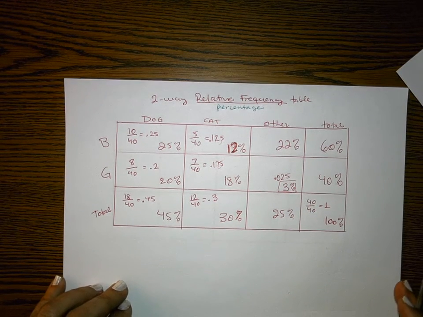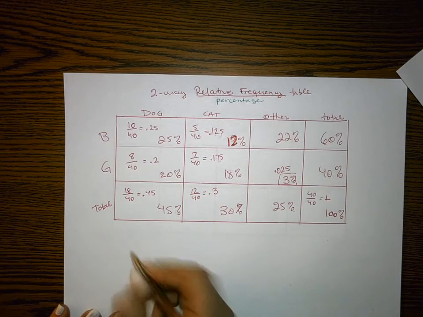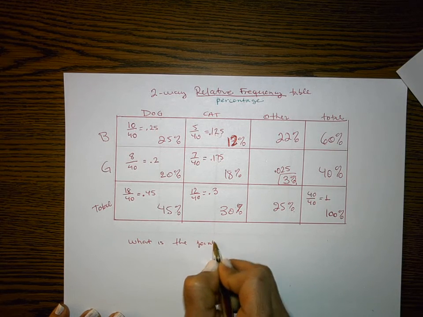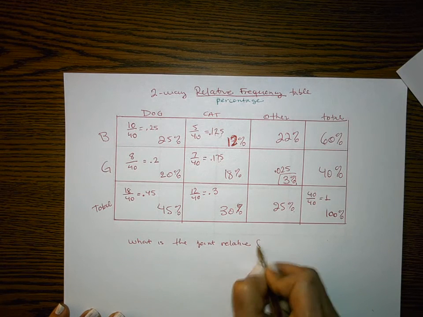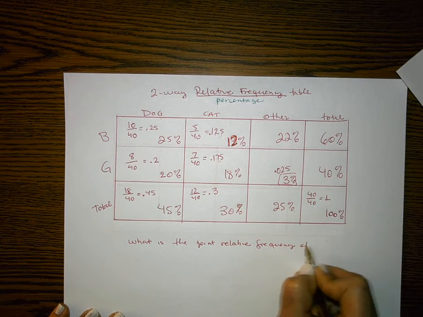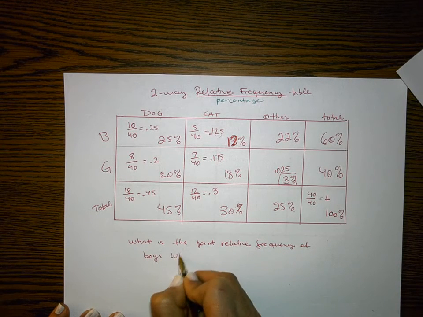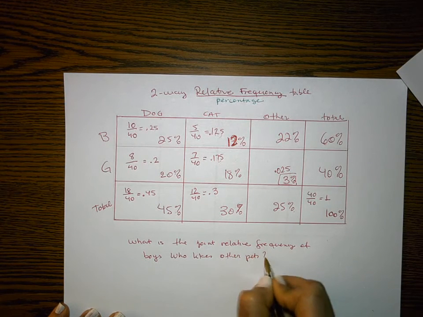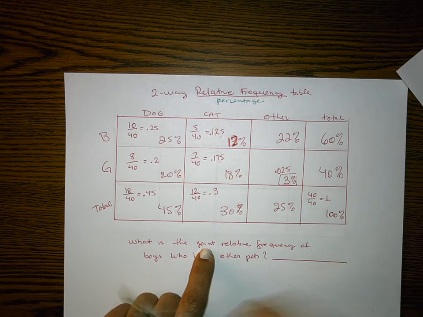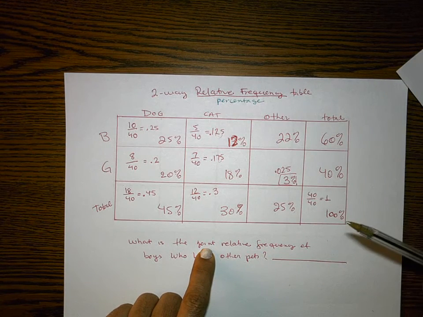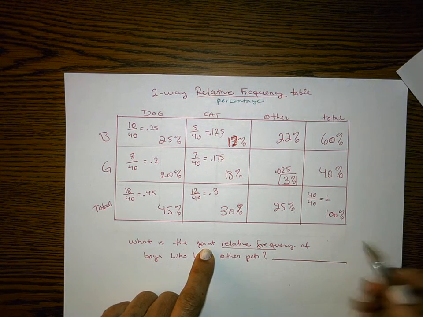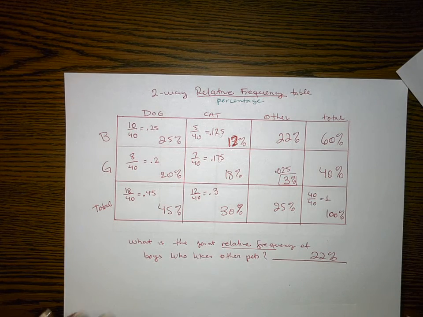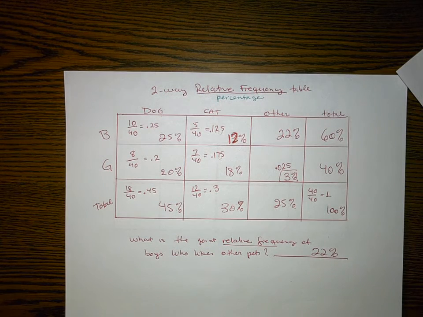Now I can ask you relative frequency questions. I can ask you, what is the joint relative frequency of boys who like other pets? So I'm looking for a joint of boys and other pets, but I want the relative frequency, which is percentage. So boys who like other pets, 22%. Okay, so joint relative is a joint percentage instead of just a joint frequency.